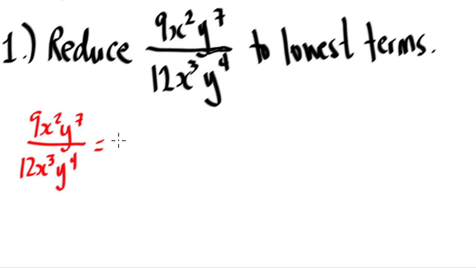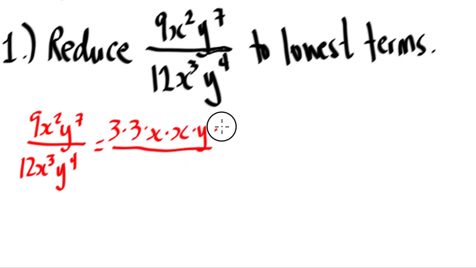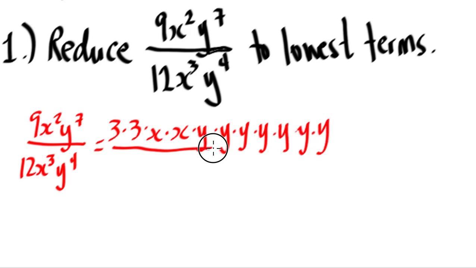If you want, we can factorize the numerator and the denominator if you want it to be the thorough way. So we know that 9, prime factorized, is 3 times 3. And x squared is x times x. This is the long version to make you understand what is happening. y raised to 7 is y times y times y times y times y, we have 5, 6, 7. So that's y raised to 7.